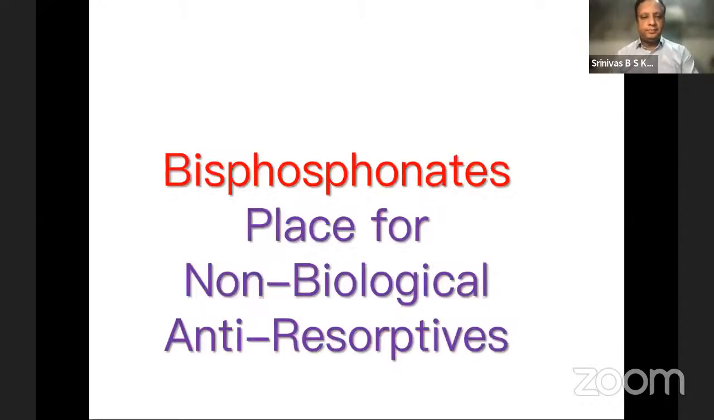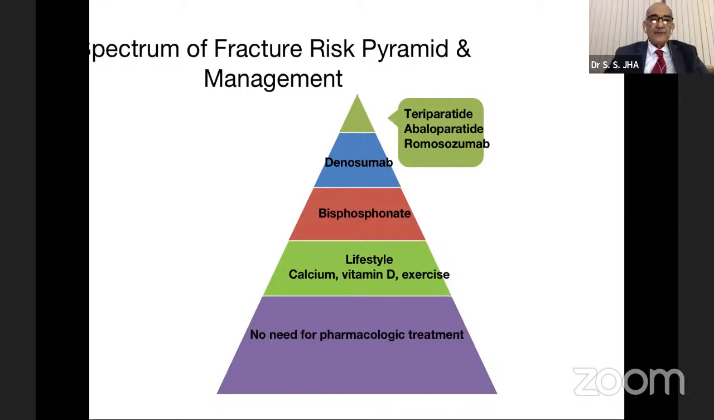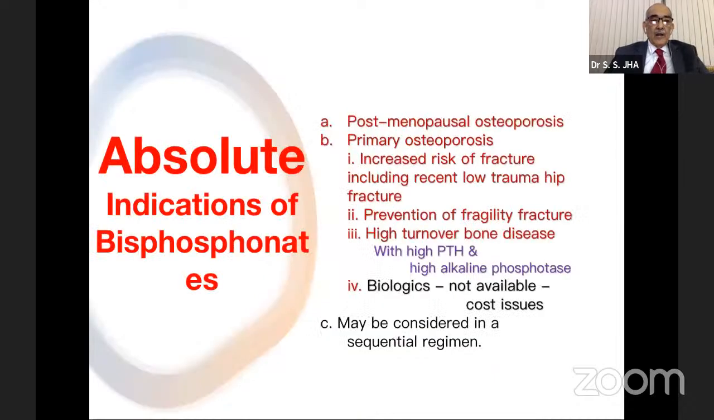Yes, sir, please. Right. So, what is the place of bisphosphonates, the non-biological anti-resorptive? And friends, as you can see, it is the first line before denosumab or teriparatide come into play. Now, what are the absolute indications for bisphosphonates? Number one, postmenopausal osteoporosis, and also primary osteoporosis, where there is increased risk of fracture, including recent low trauma hip fracture, and prevention of fragility fractures as well.